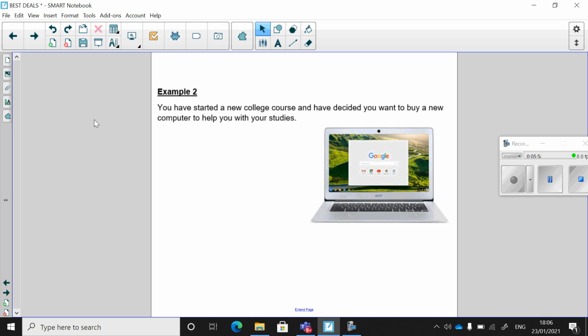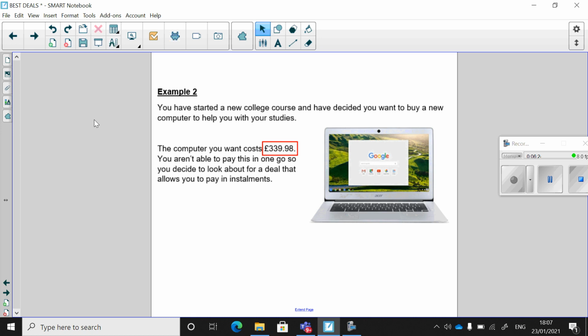In this next example, we're wanting to get a new laptop, computer, tablet, whatever, for your college, university course, whatever you're on. And so let's see, can we get a deal here? So they're saying this computer, laptop, tablet, whatever, it costs £339.98. But they're telling you that you can't pay for this. They're telling you that's a sketch here.